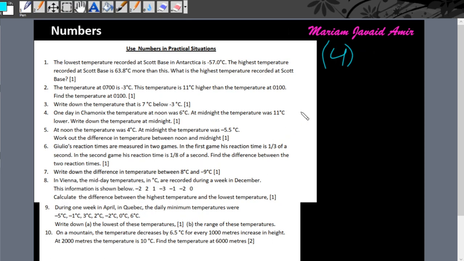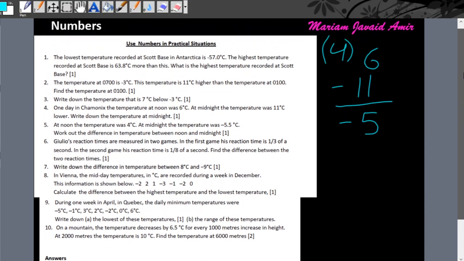Question 4. One day in Chamonix, the temperature at noon was 6 degrees. At midnight, the temperature was 11 degrees lower. Write down the temperature at midnight. So 7 minus 11, which will give us minus 5 degrees. Yes, that's the answer for question 4.